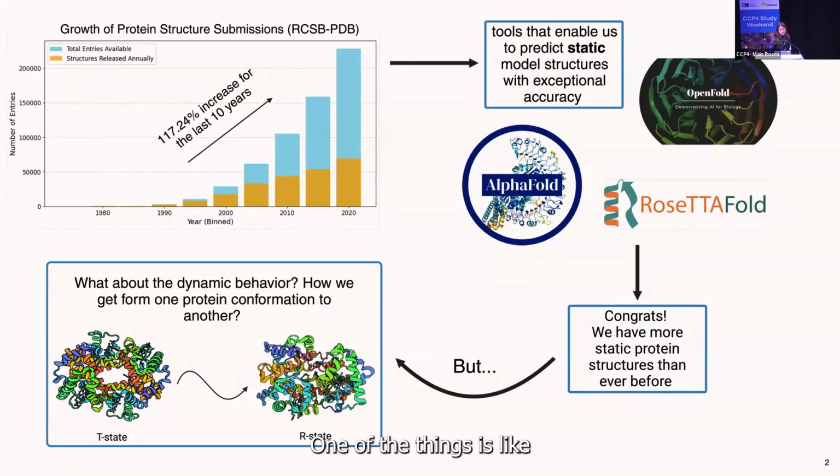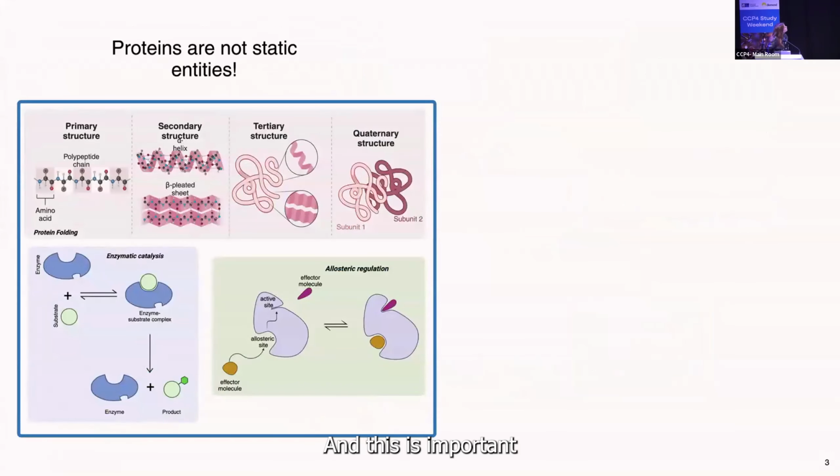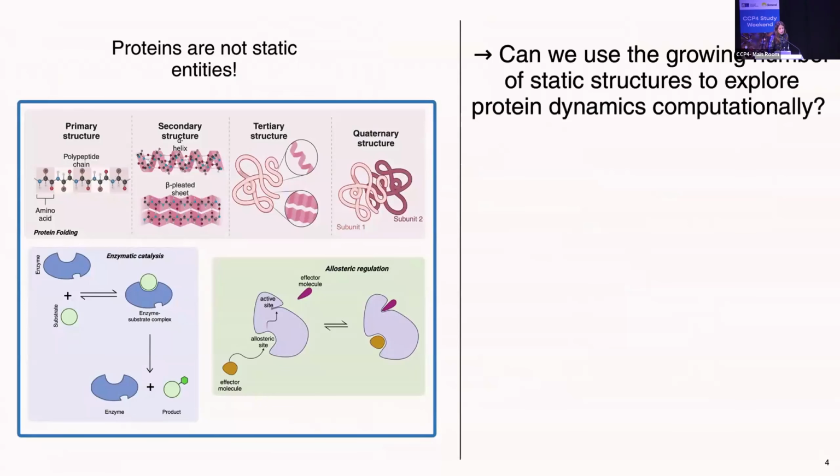One of these things is how we can better understand the dynamics of the protein, so how we can get from one conformational state to another. This is important because proteins are not static entities. In order to fold, to have enzymatic catalysis or allosteric regulation, these are all functions of the protein that we're interested in, and they are governed by the protein dynamics.